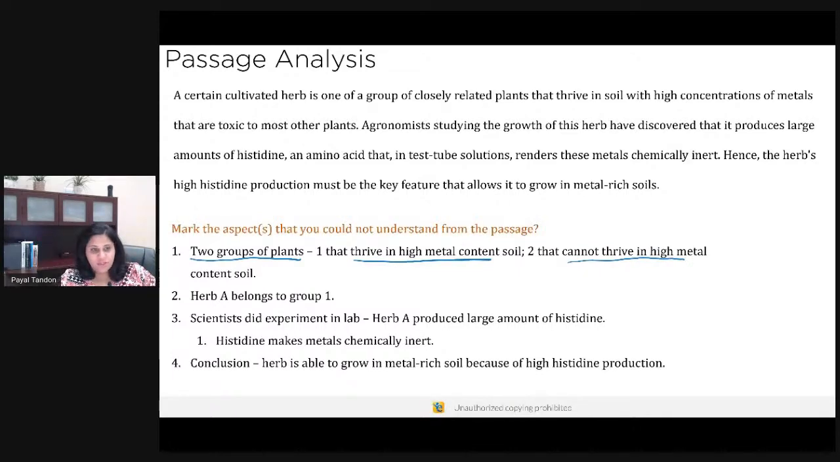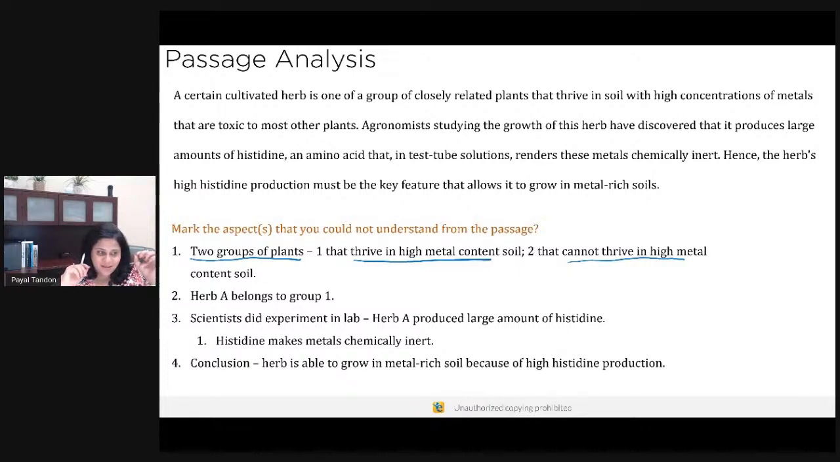How many of you got this part, that the author is talking about two different groups of plants, one that thrives and the other that does not thrive in the soil that has high metals? Okay, so Vishal didn't get that.